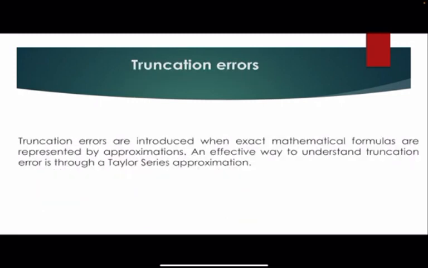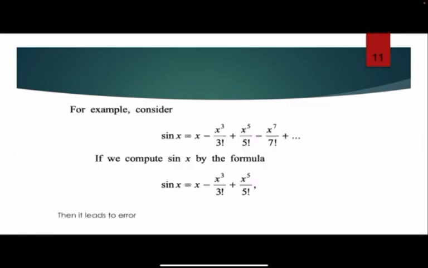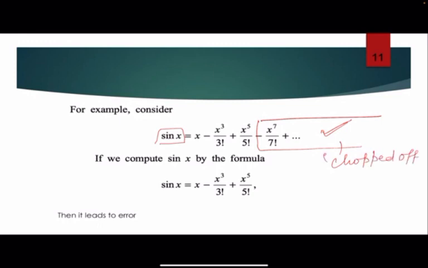Truncation error. In numerical methods, this error creeps in when exact mathematical formulas are represented by approximations. For example, consider this formula for sin x. We have this exact formula for sin x, but if we truncate this formula, that is, if we chop off the rest of the terms, that is the meaning of truncation. If it is chopped off, it means that we are taking fewer terms. So we are approximating the exact formula, and due to this, truncation error comes in.